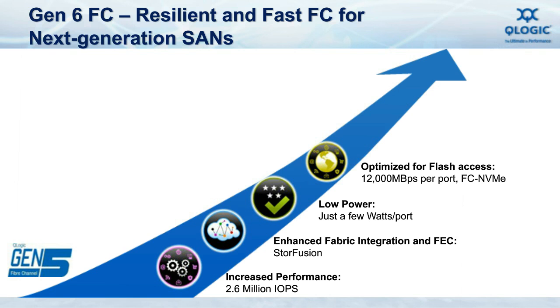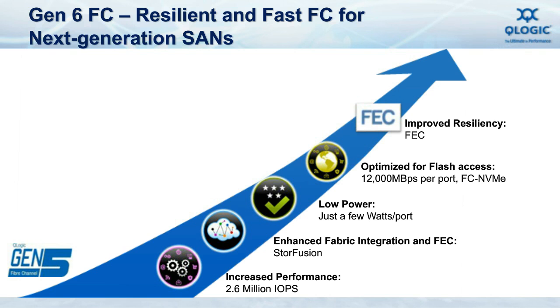But the lower power envelope has not reduced the performance. We deliver millions of IOPS and upwards of 12,000 megabytes per second across Fibre Channel ports in Gen 6 Fibre Channel. Talking about forward error correction. Now, forward error correction is conceptually a very simple thing in which as frames are transmitted across the wire, it is possible that at high speeds like 32 gig Fibre Channel, there could be some bits that may get corrupted just because of the higher speeds and signaling technologies required.